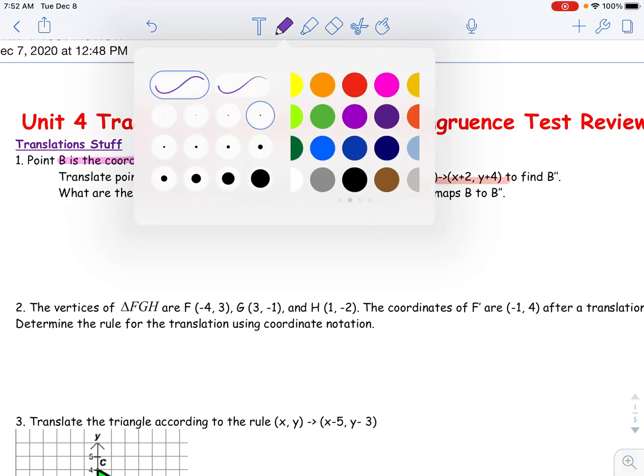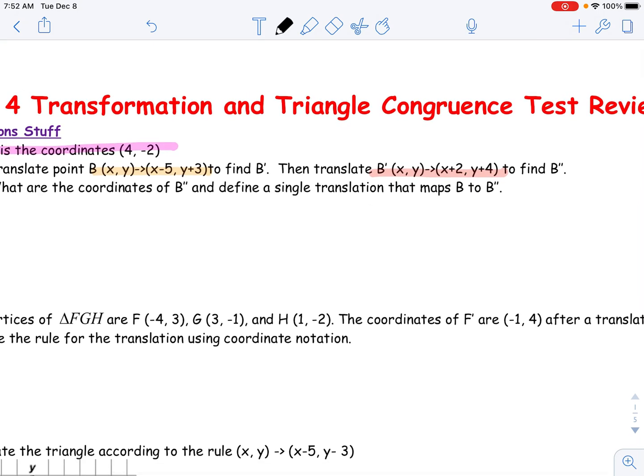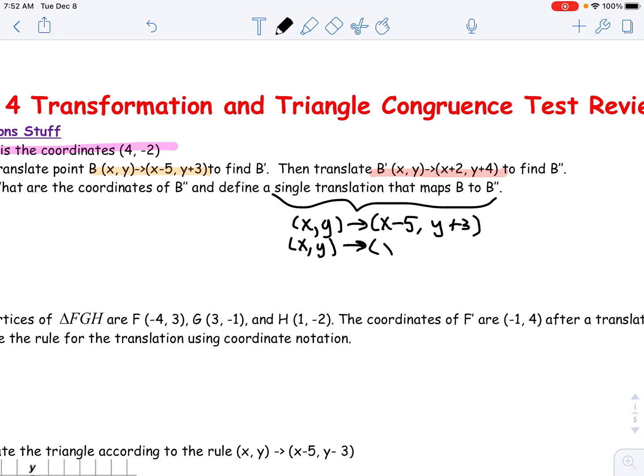So we're going to be a little sneaky. We're going to find B double prime without ever finding B prime. How are we going to do that? Well, let's first just find the single translation. All right, so I'm going to write both translations on top of each other. I'm just going to rewrite them, x minus 5, y plus 3, and then this is the second one right here, x plus 2, y plus 4.